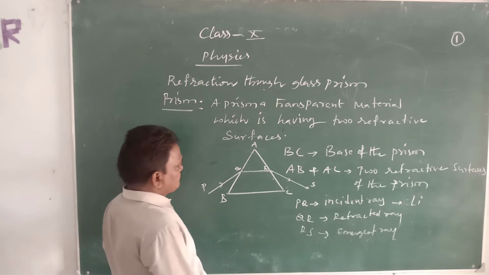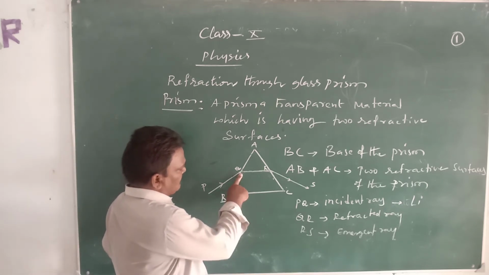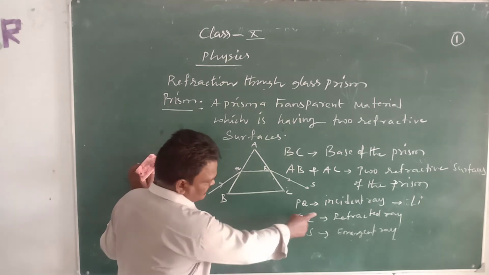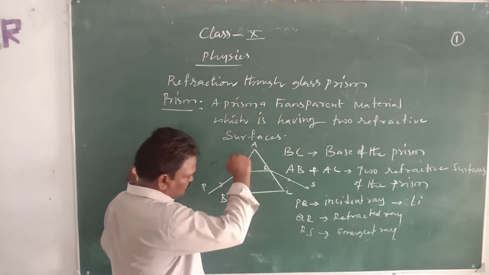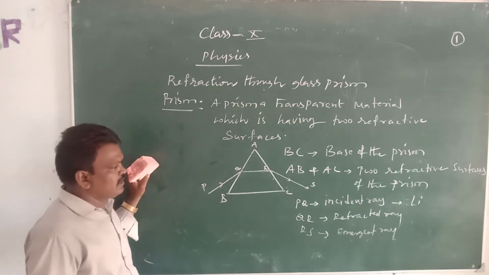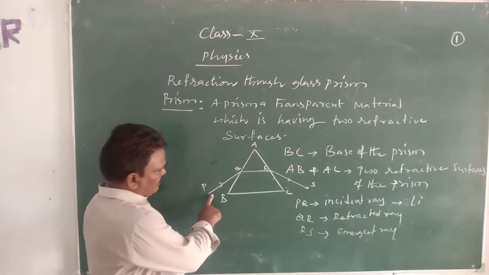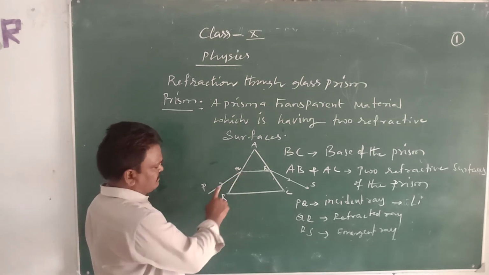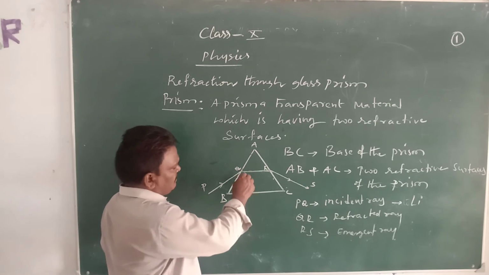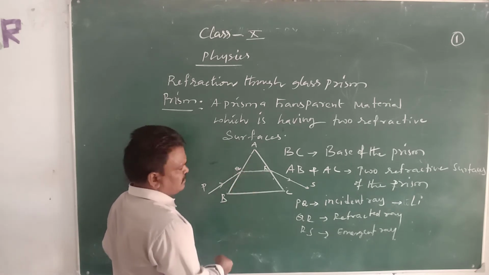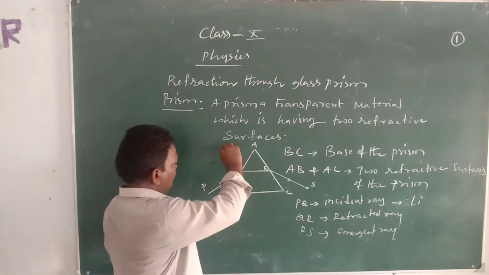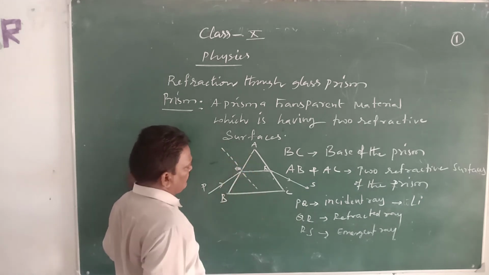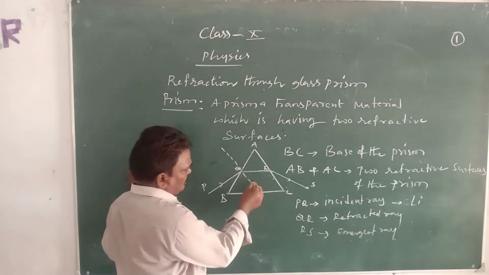So when the light ray is incident here, QR is the refracted ray. The refracted ray bends towards the normal. When the light ray enters from the rarer medium into the denser medium, it bends towards the normal. We will draw a normal here. See, it bends towards the normal.